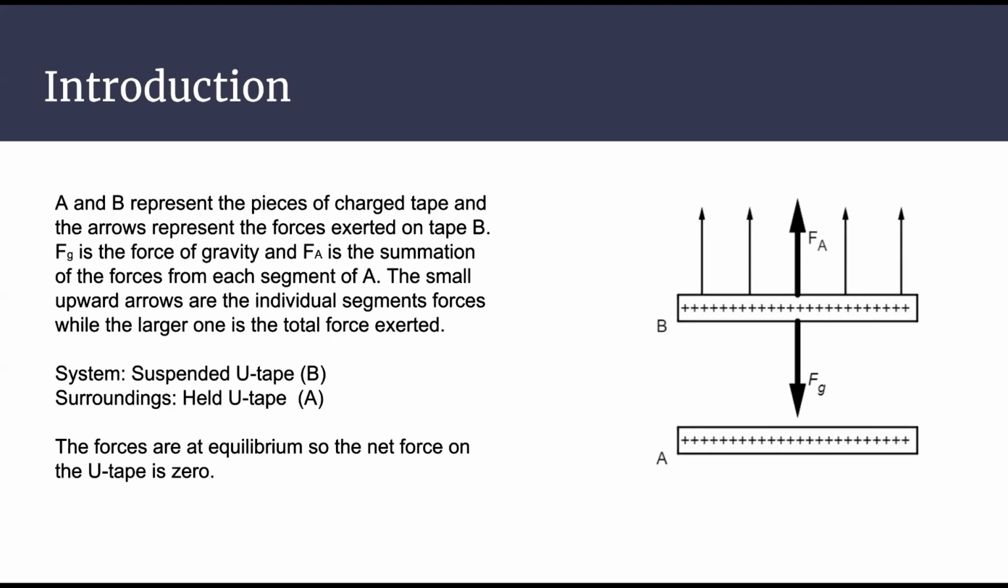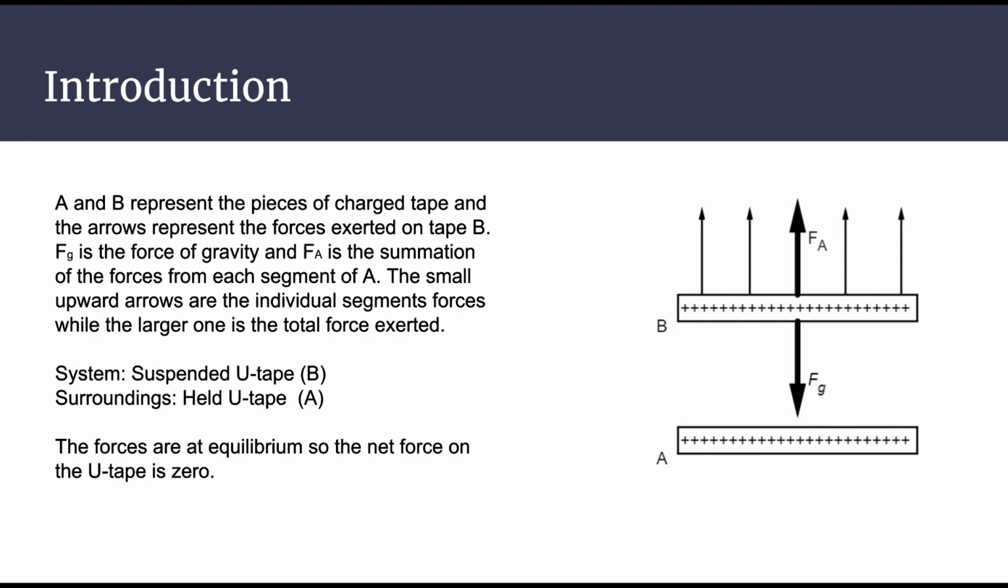The diagram to the right is the two pieces of tape. A and B represent the two charged pieces of tape. Arrows represent the forces exerted on tape B. FG is the force of gravity. FA is the summation of the forces from each segment of A. The small upward arrows are the individual segment forces, while the larger one is the total force exerted.